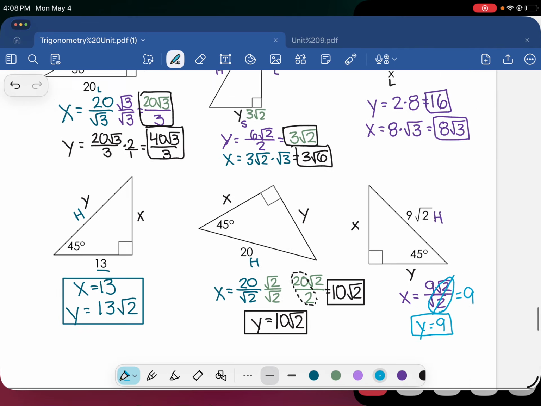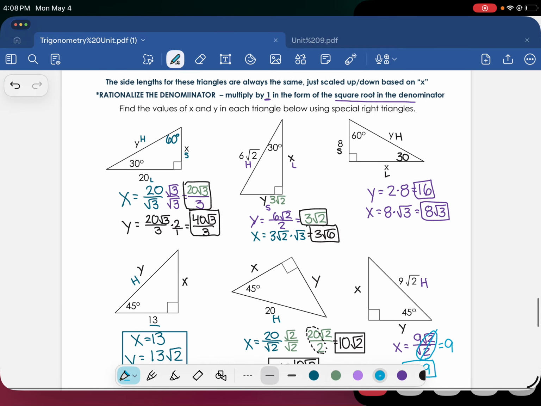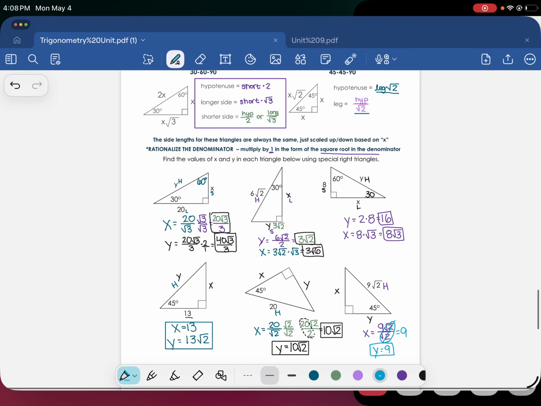Before I stop, zoom out so you can see all of the notes in case you need them. There they are.